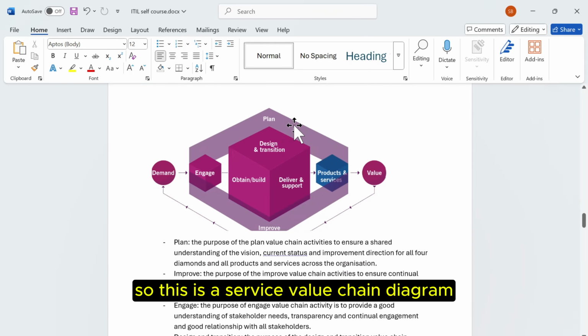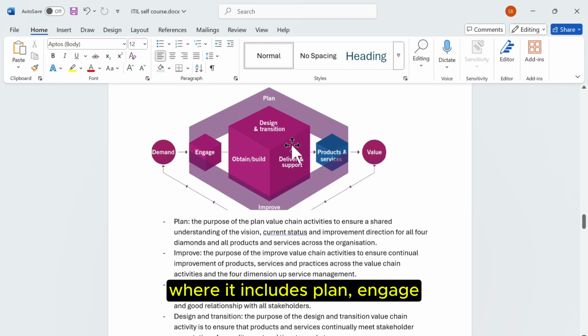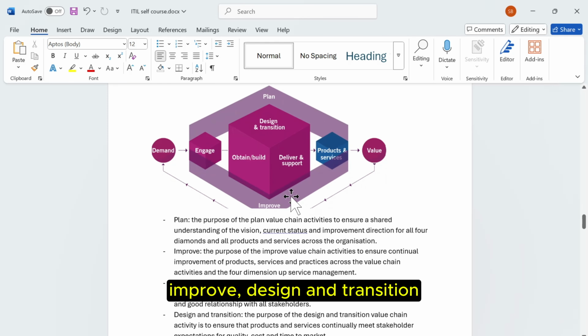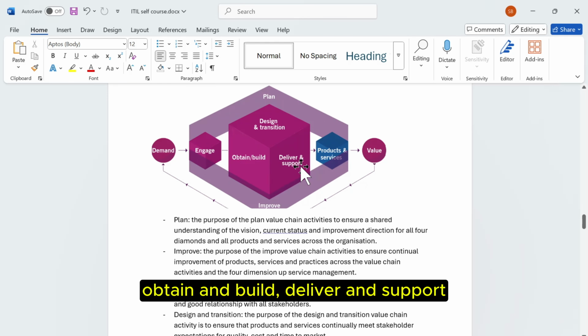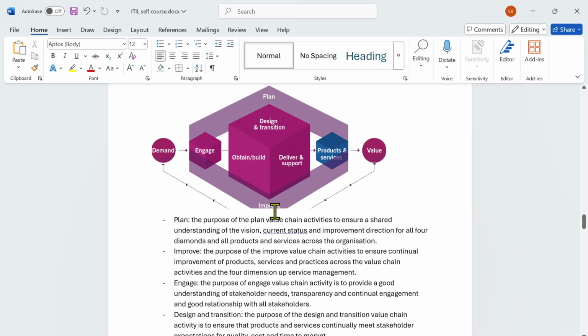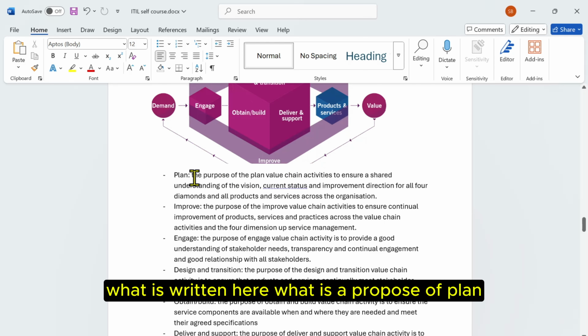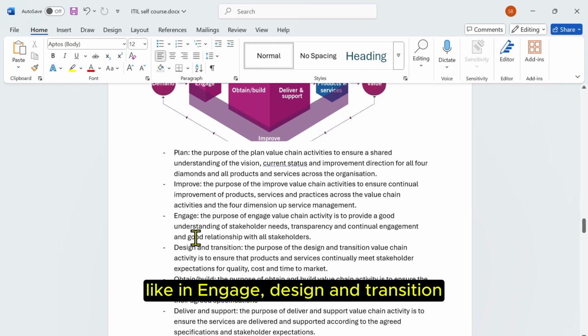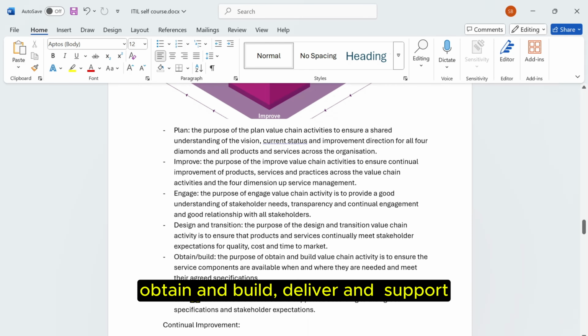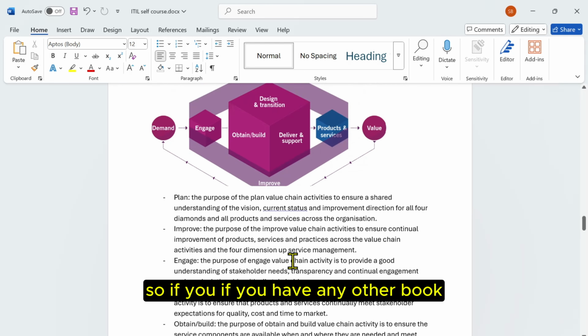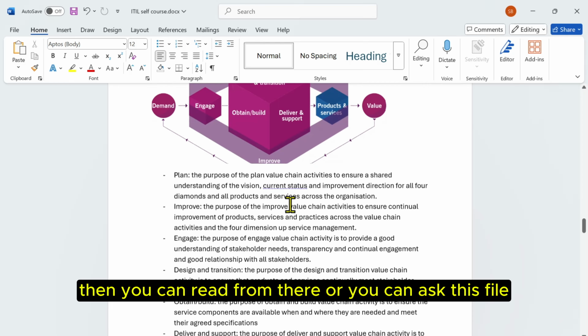So this is a service value chain diagram where it includes plan, engage, improve, design and transition, obtain and build, deliver and support. So you have to remember everything that is written there. What is a proposal plan? What are the things that are done in improve, engage, design and transition, obtain and build, deliver and support? If you have any other book or any other materials that you can read, then you can read from there, or you can ask this file.